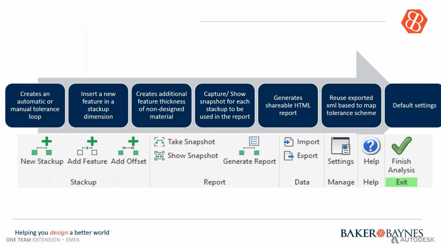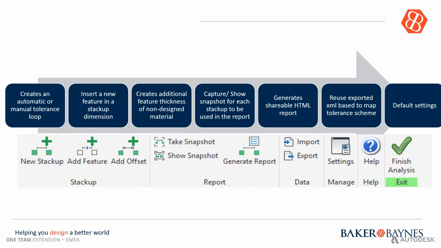If you look at the workflow from the ribbon itself, the stack up and the report area are the two main areas we can look at. It creates an automatic or manual tolerance loop for us. We can insert a new feature in the stack up dimensions, and we can create additional feature thicknesses for non-design materials.